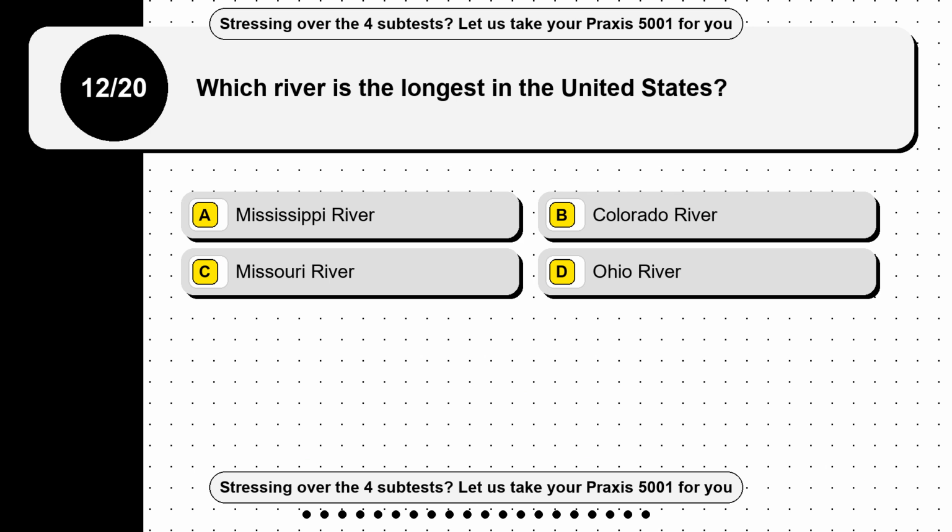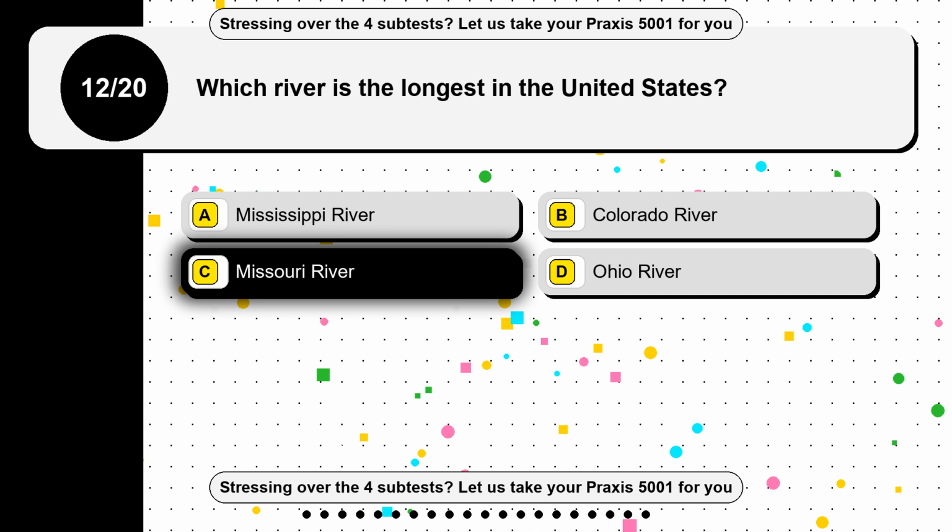Question 12. Which river is the longest in the United States? Option A, Mississippi River. Option B, Colorado River. Option C, Missouri River. Option D, Ohio River. The correct answer is option C, Missouri River.